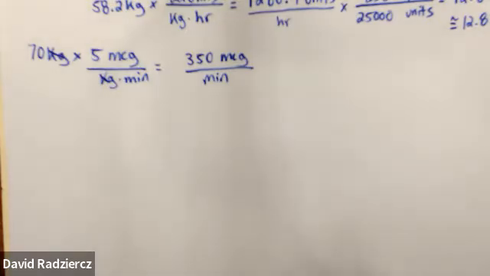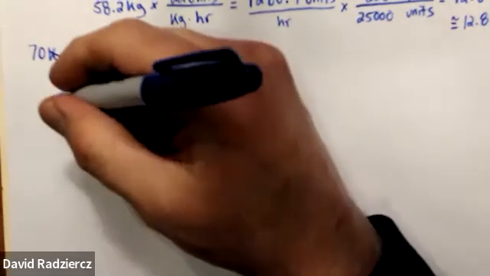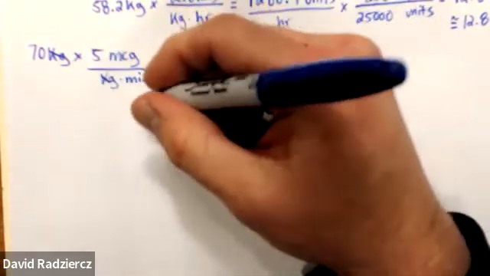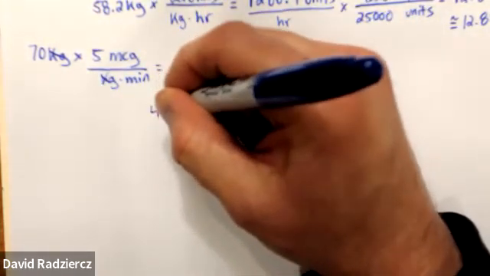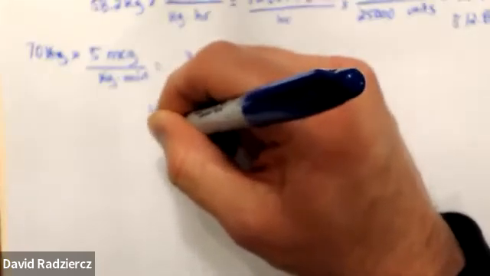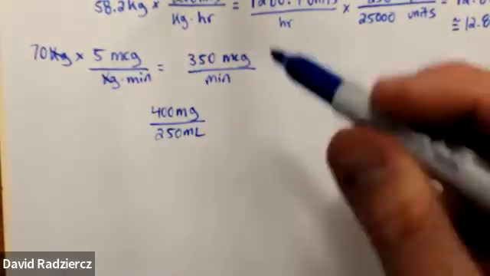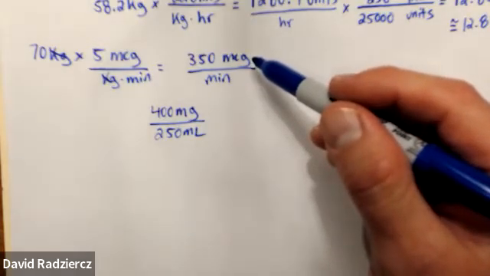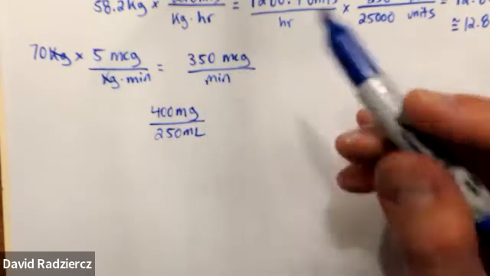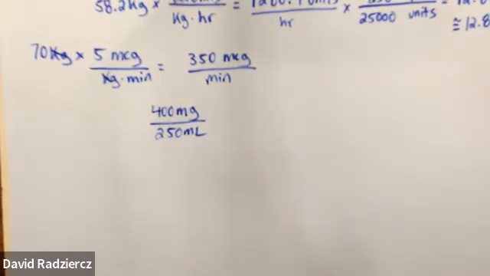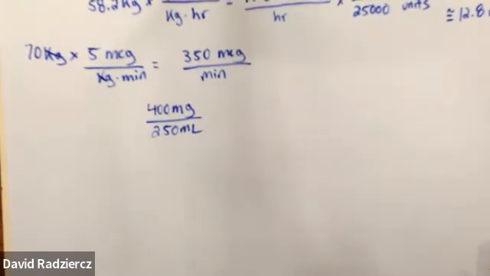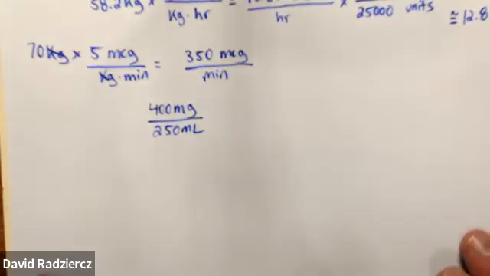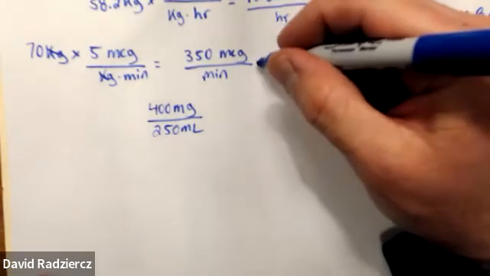Now, because my available is the 400 milligrams per 250 ml, I need to make sure that both these units are the same. So micrograms, milligrams, I can't compare those. It's like an apple and an orange. They both are fruit, but they're not the same type of fruit. So I need to convert them. That's where I messed up. I didn't change it. So I'm going to go ahead and convert that.